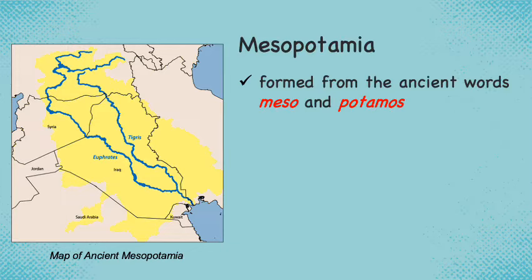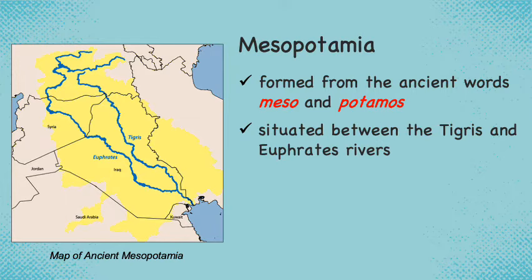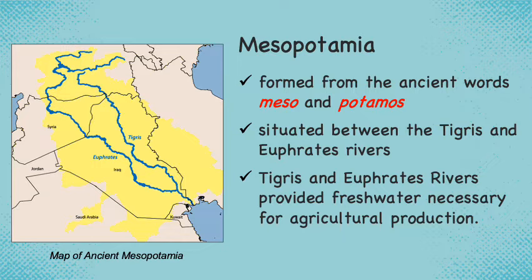The name Mesopotamia is formed from the ancient words meso, meaning between or in the middle of, and potamos, meaning river. As shown in this map, Mesopotamia is situated in the fertile valleys between the Tigris and Euphrates rivers. Although much of this region received little or irregular rainfall, the Tigris and Euphrates rivers provided large amounts of fresh water, facilitating agricultural production and the development of early civilizations.